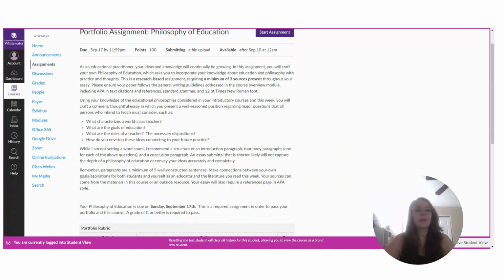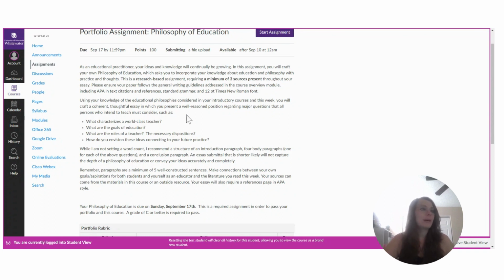So let's talk about this assignment specifically. This is a research-based assignment. You must use at least 3 sources, a minimum of 3, and it needs to follow APA citations. So you need to use in-text citations, references, standard grammar, and it should be in size 12 Times New Roman font. Those are just basic formatting standards.